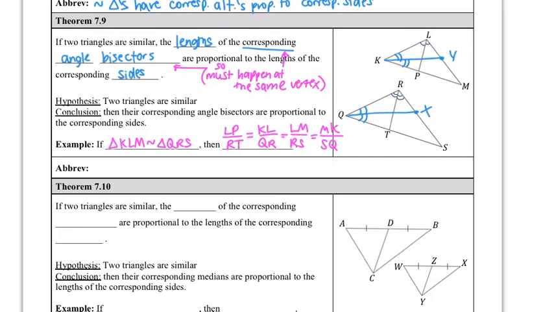So within the triangle, all the three angle bisectors are going to be the ratio of the corresponding angle bisectors. All three of them are all equal as well, because they're all equal to the original proportion that we know from similar triangles. I'm not sure that that ever really pops up, but just wanted to let you know.